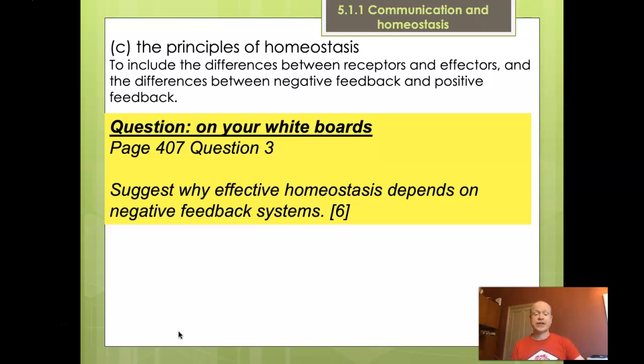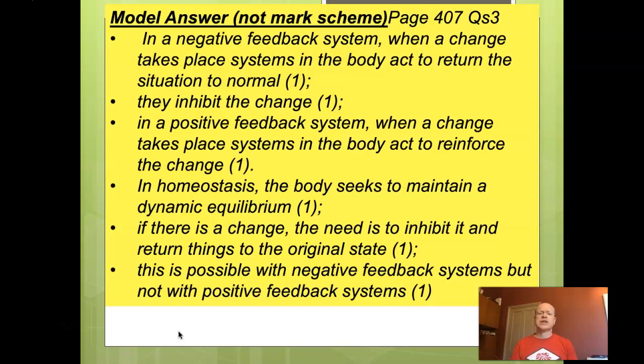Okay, and now here's your answer. This is a model answer, it's not a mark scheme per se, because this isn't an external exam question. Here are possible ways of getting some of the marks. So what is a negative feedback system? A change takes place and then acts to return the situation to normal. They inhibit the change that is occurring. In positive feedback, when a change takes place, the system may act to reinforce the change. So in other words, they're amplifying and keeping on amplifying.